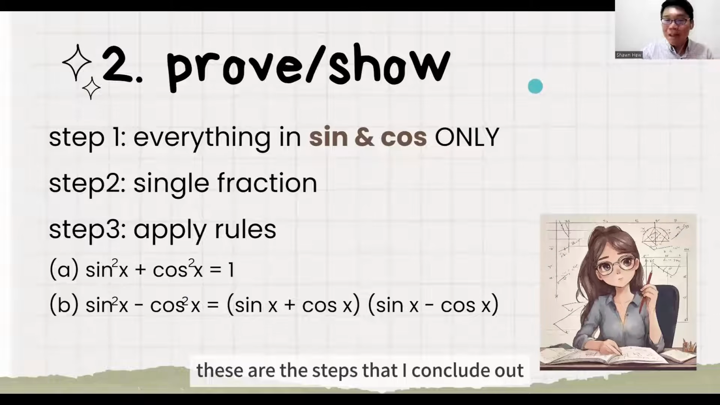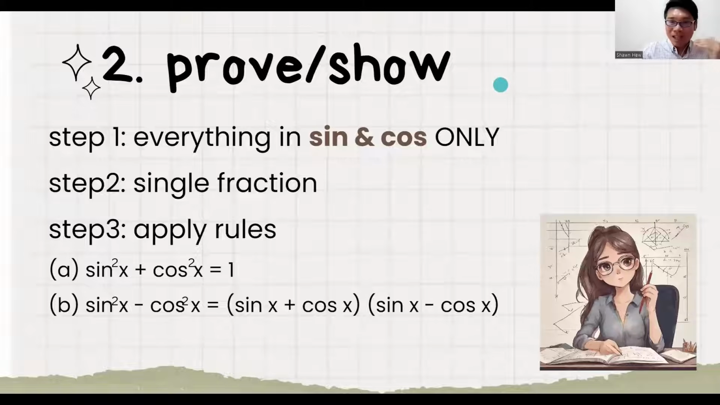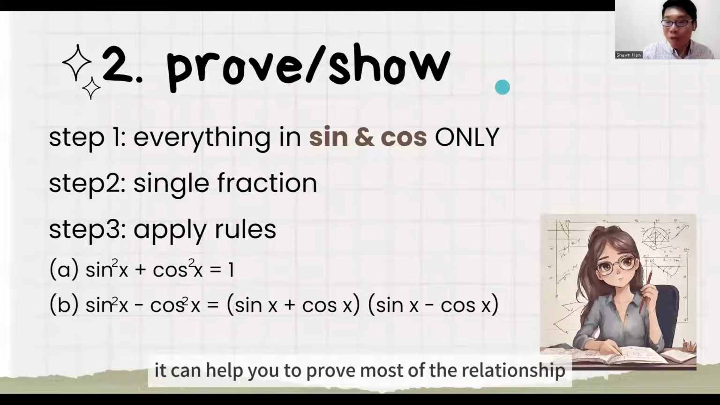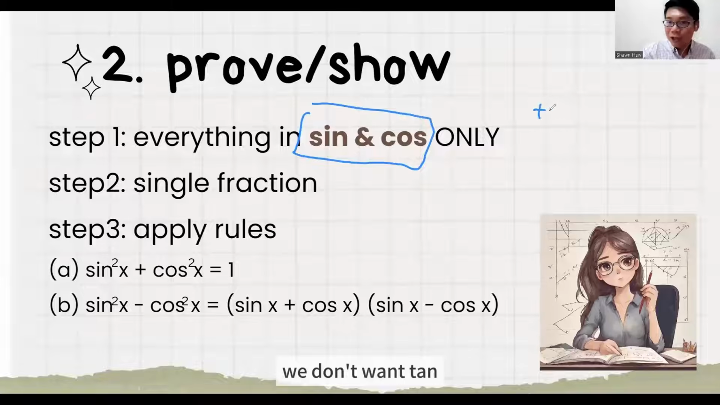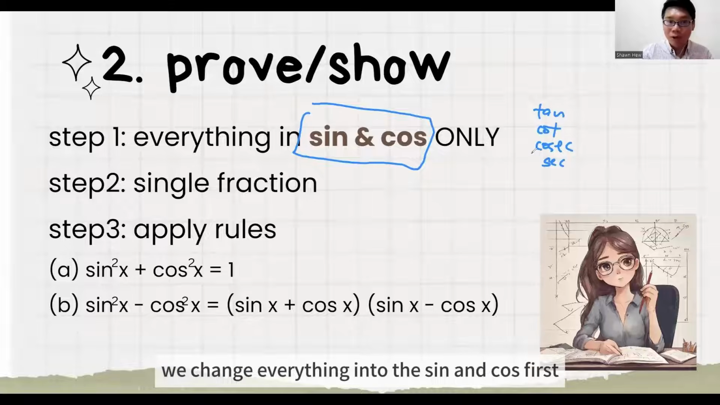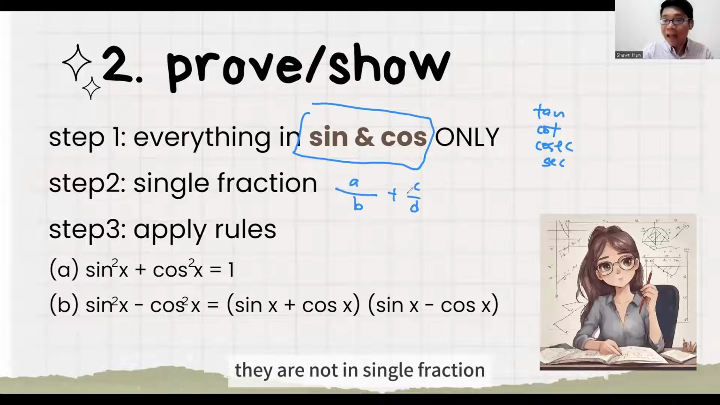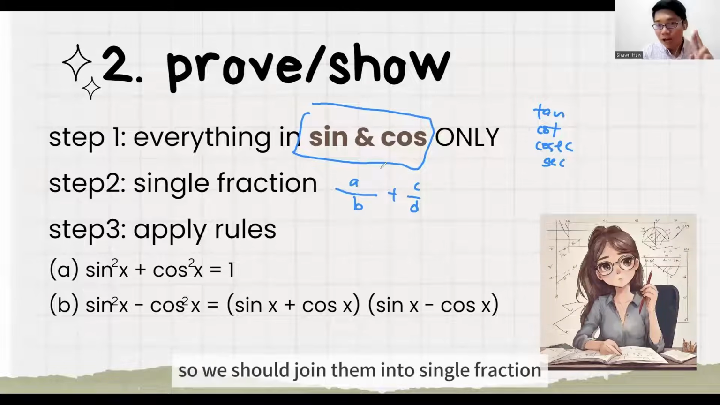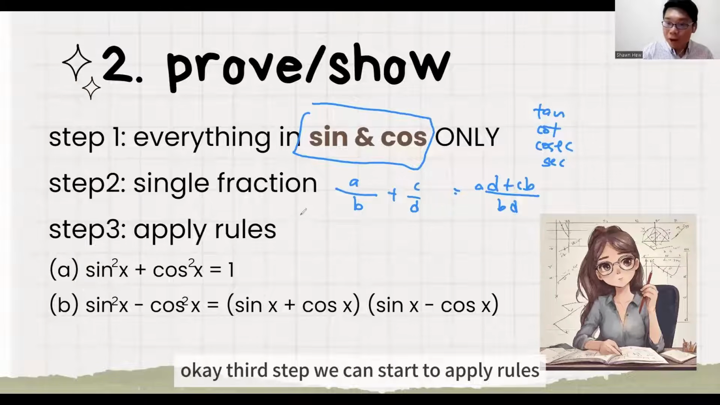These are the steps that I concluded. By using these steps one by one, it can help you to prove most relationships. First, we change everything into sine and cos only. We don't want tangent, cotangent, cosecant, or secant; we change everything into sine and cos first. Then, if you see any situation where they are not in a single fraction, we should join them into a single fraction. Third step, we can start to apply rules.